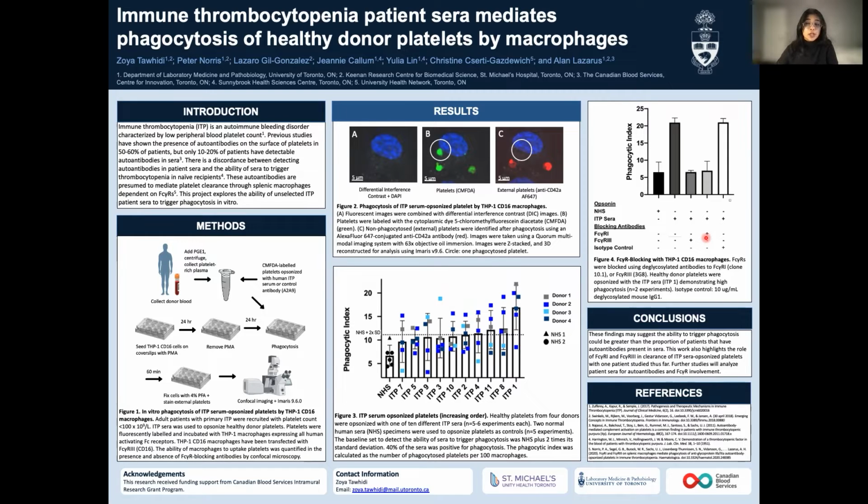The objective for our project was to conduct an in vitro phagocytosis assay using real-world unselected ITP patient serum to determine the ability of patient sera in mediating the phagocytosis of platelets.